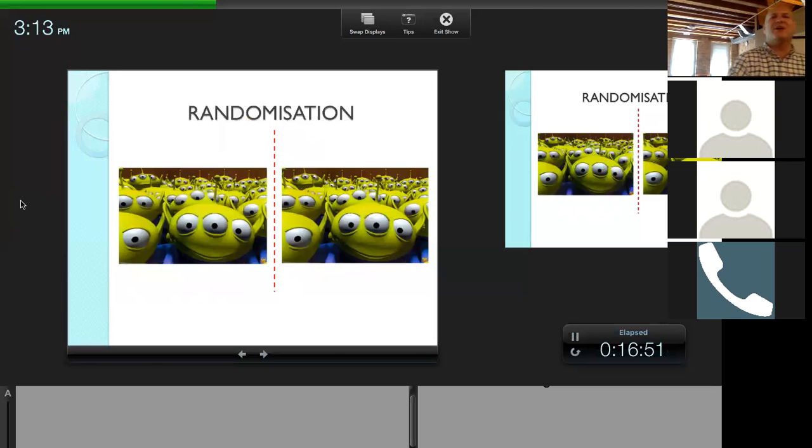And the point of randomization is that we end up with a group of people in each group that are essentially not different on any variable, right? That we balance our groups, and any difference that has occurred between our groups has literally occurred through chance alone.